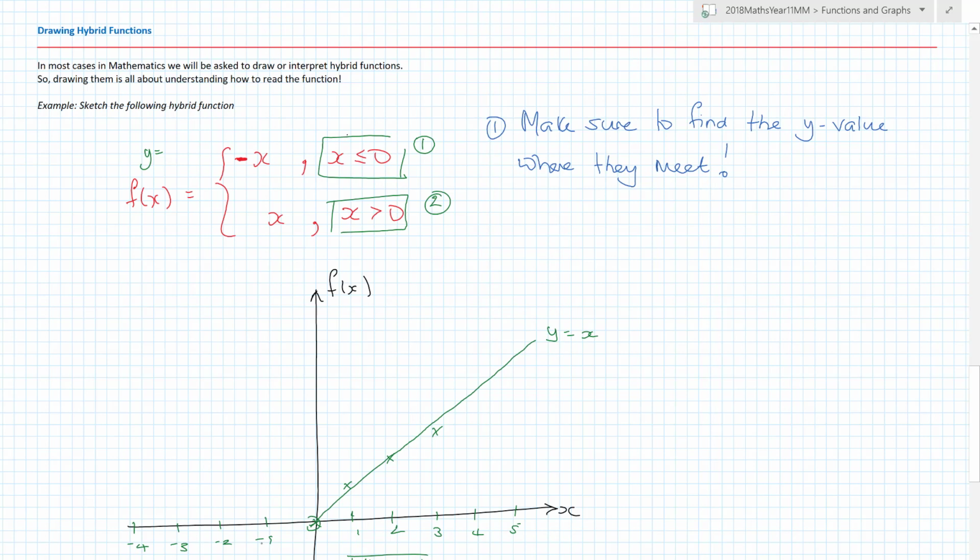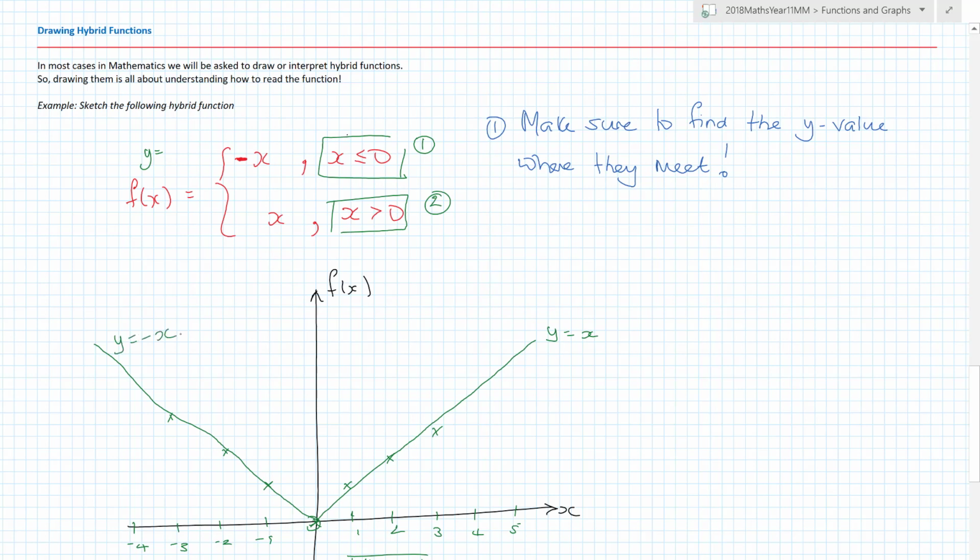Well, when x equals minus 1, y would become 1. There we go. When x equals minus 2, y would become 2. When x equals minus 3, y would become 3. And I don't think it takes any major genius to realize that there is my hybrid function. I'm going to label this y equals minus x.